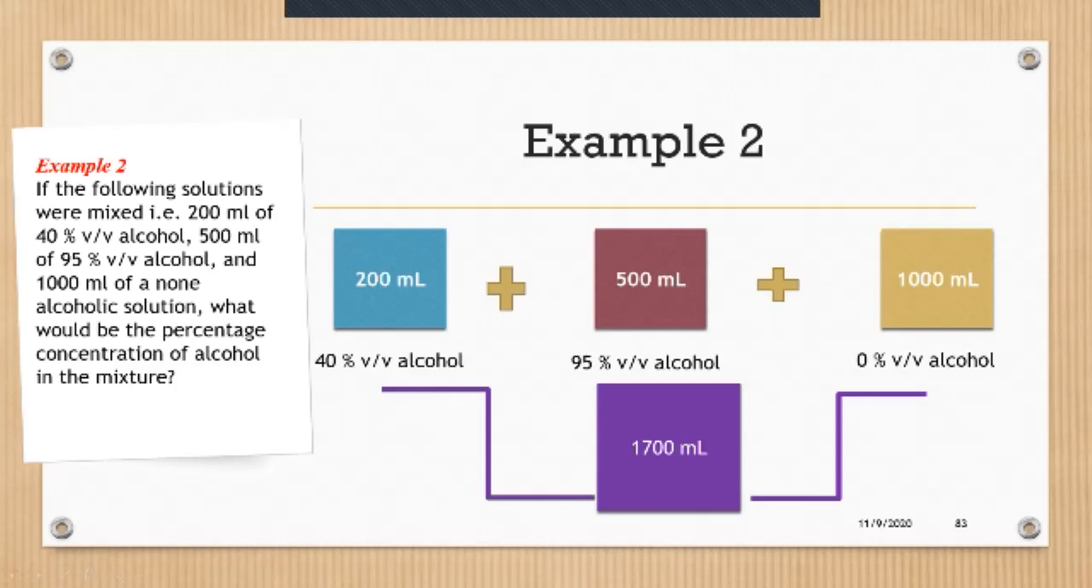We know that this contains 40% alcohol, so we can easily determine the amount of alcohol that's in this 200 mils. We know 95% of this 500 ml will be pure alcohol, so we can determine what that is. But if you go back to the example, it says 1000 ml of non-alcoholic solution. What does that mean? It means it has no alcohol in it. So therefore, you will not have any contribution of alcohol from this mixture. However, you're going to have contribution in terms of volume because you're mixing these three mixtures together. So let's see how we'll do that.